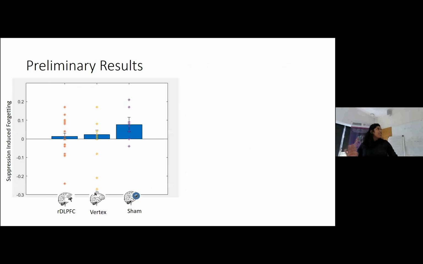So I will share some preliminary results. These are very preliminary, and I'm not going to go into detail on other parameters that we were looking at. I just thought I'd share these because it's interesting for the discussion as well. So we looked at forgetting after the memory inhibition task amongst the 3 groups. The more positive this number is, it means more forgetting happened. It means people were successful in inhibiting the memories that we told them to inhibit.